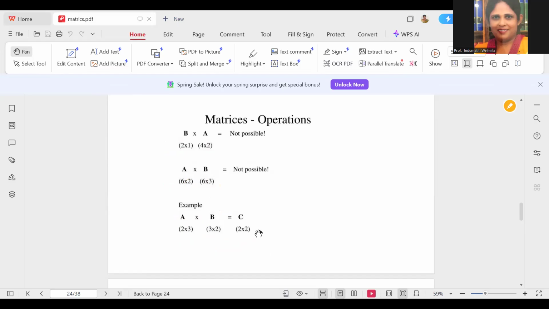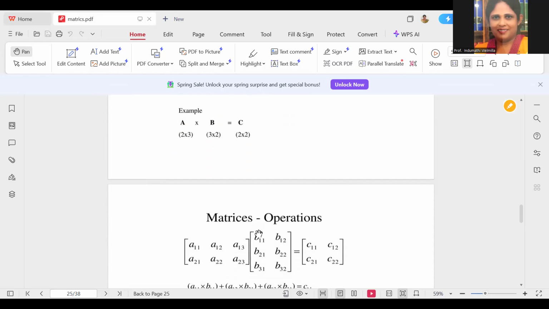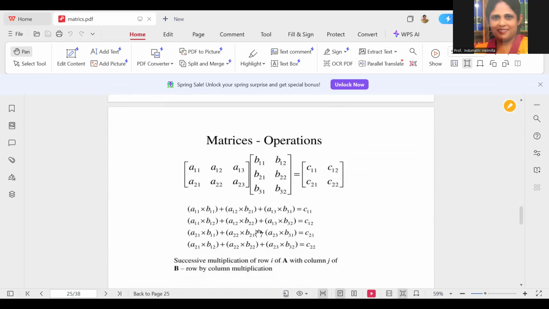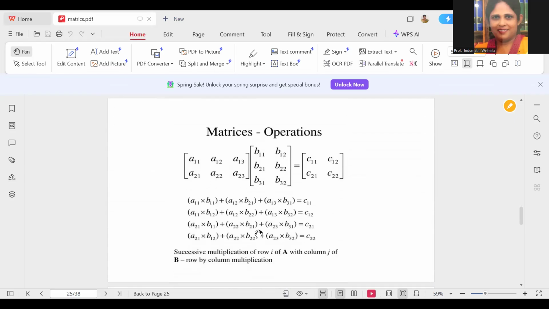matrices, right? So shall we do one? Yeah, this is the common way, right? So when you keep this in mind and understand it properly, then you can apply this multiplication to any possible two or three matrices, right? So I'll show you here, right?